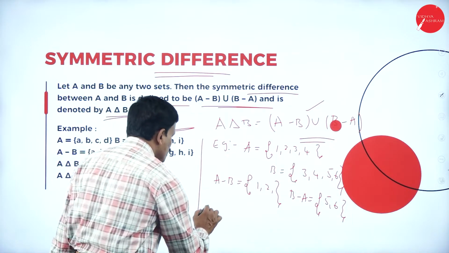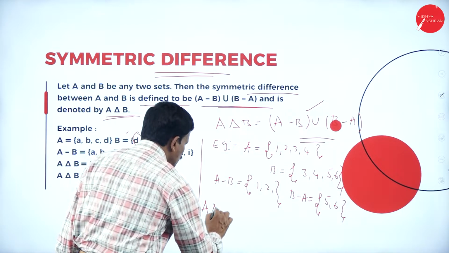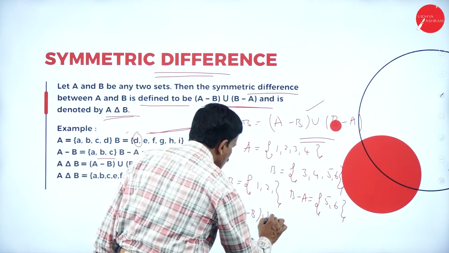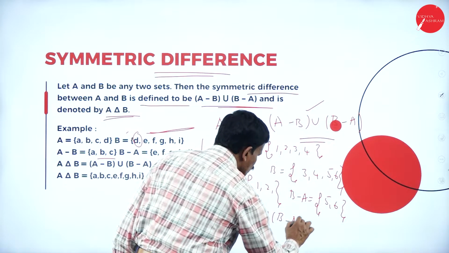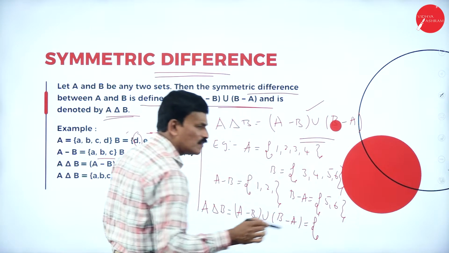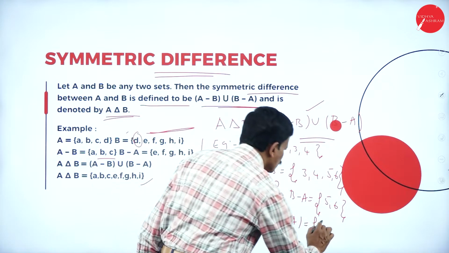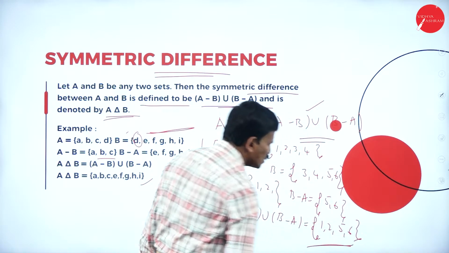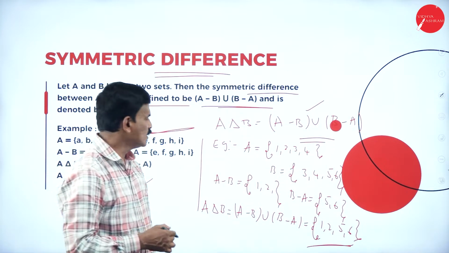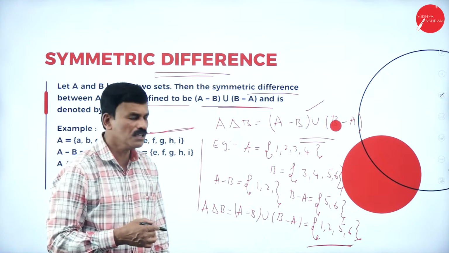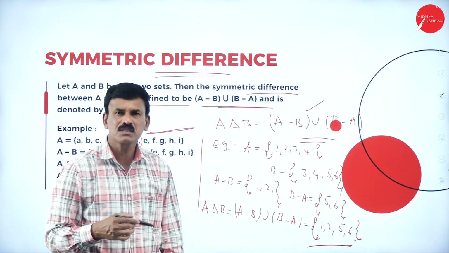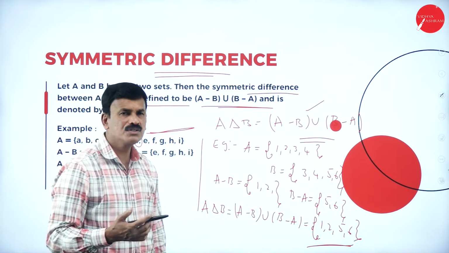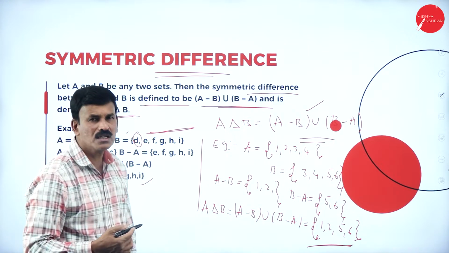Then the symmetric difference between these two is denoted as A delta B, which is nothing but A minus B union B minus A. So this is nothing but the union of {1, 2} and {5, 6}, which is {1, 2, 5, 6}. This is the symmetric difference of these two. This is how we are going to find the symmetric difference A delta B.